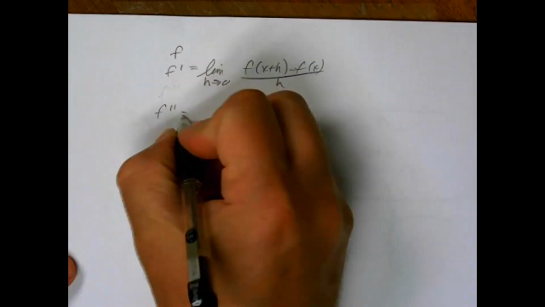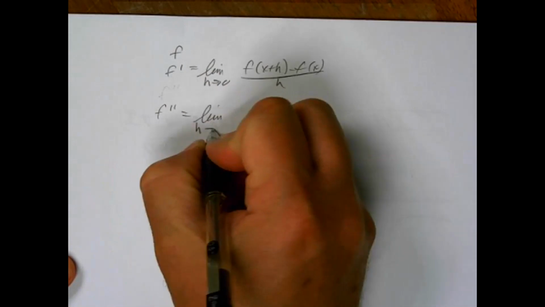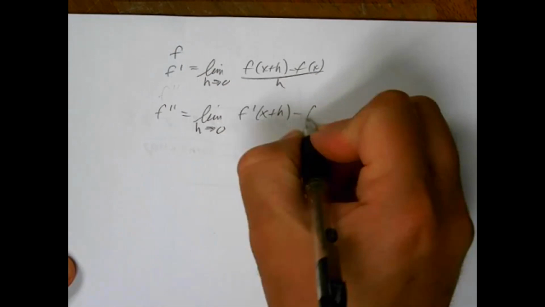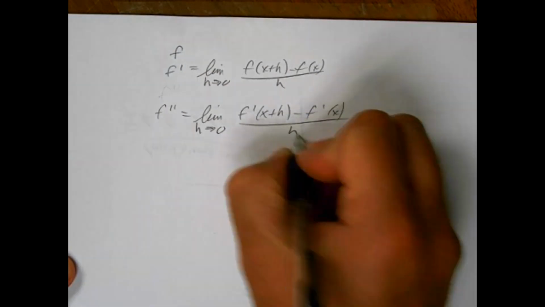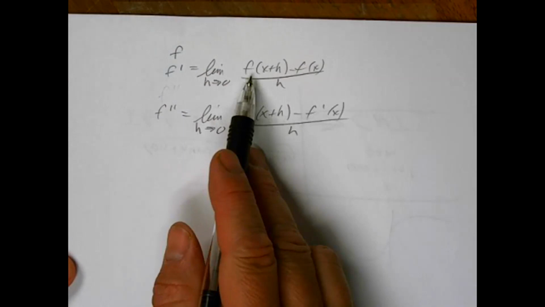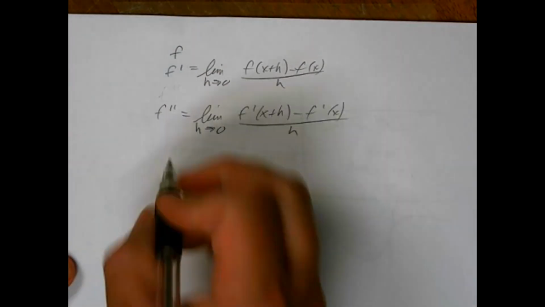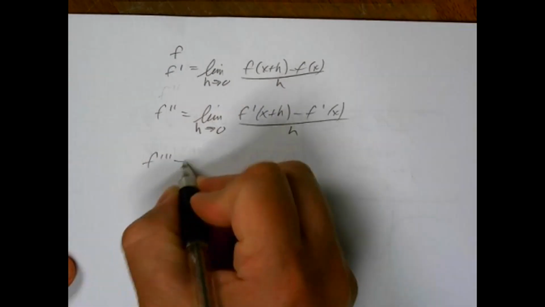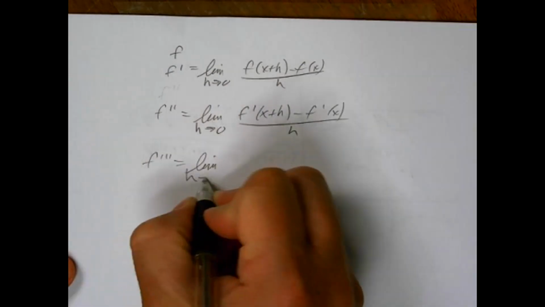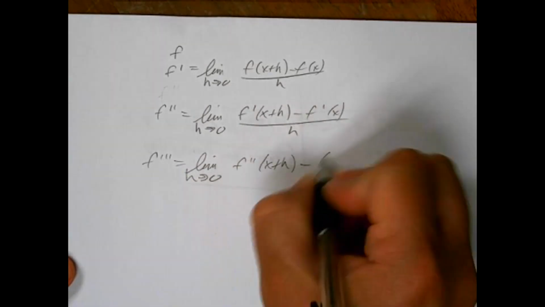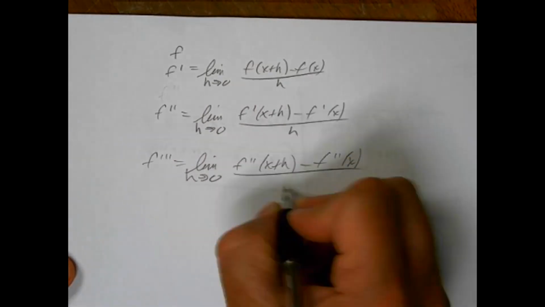Now this next derivative, again, how do we define it? Well, f double prime is the limit as h approaches 0 of f prime of x plus h minus f prime of x all over h. So you take the derivative you had before and you put it back into the derivative formula again, and you have the second derivative. You can take a third derivative, and that's just the limit as h approaches 0 of f double prime of x plus h minus f double prime of x all over h.